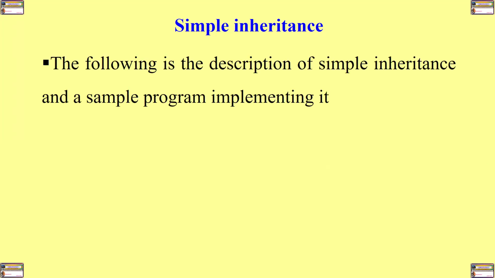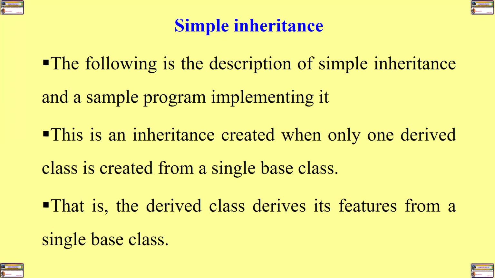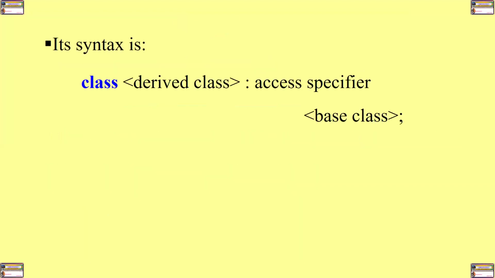Simple inheritance. The following is a description of simple inheritance and a simple program implementing it. This is an inheritance that is created when only one derived class is created from a single base class. That is, the derived class derives its features from a single base class. Its syntax is usually as follows.